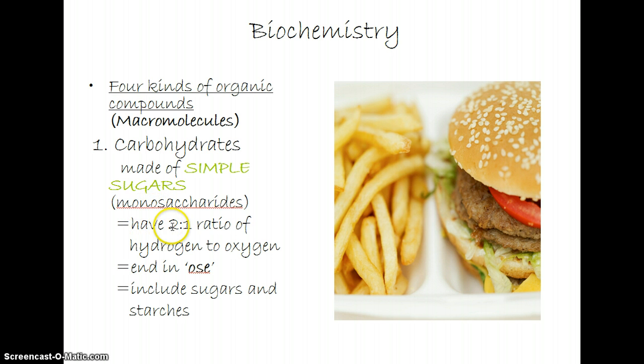Carbohydrates have a 2-to-1 ratio. For every oxygen, you have 2 hydrogen. So if you remember what I talked about with glucose, C6H12O6, we had 12 hydrogen and 6 oxygen. So for every single oxygen, you're going to have 2 hydrogen.